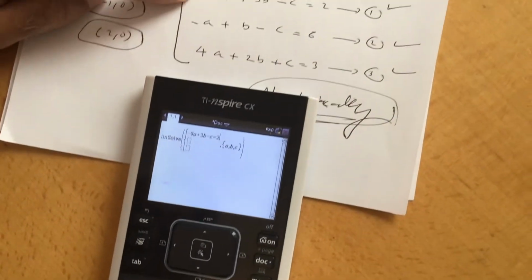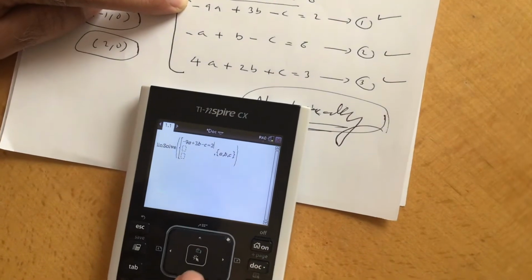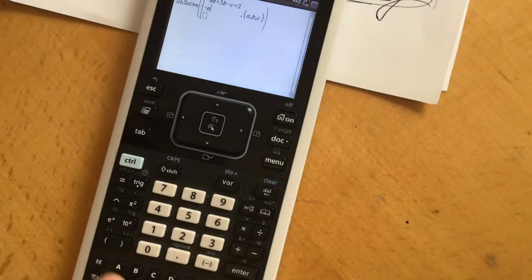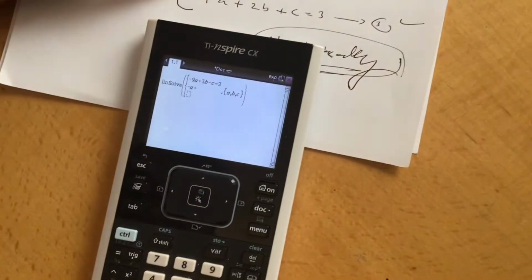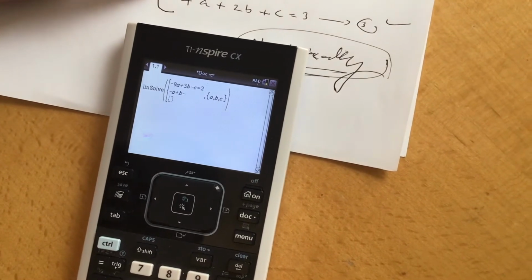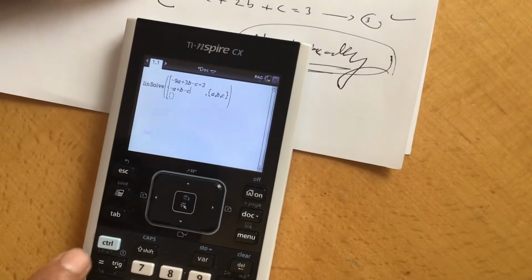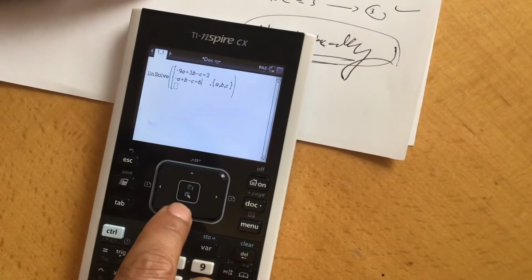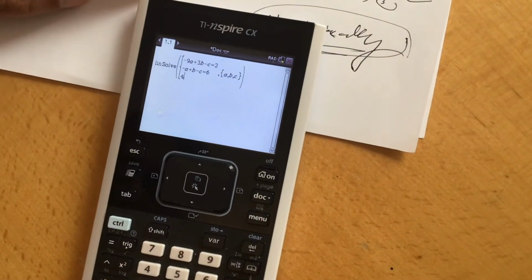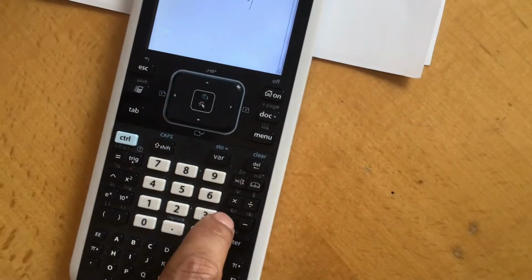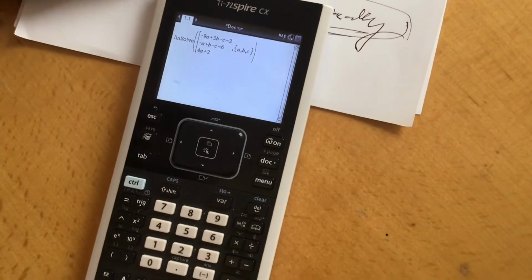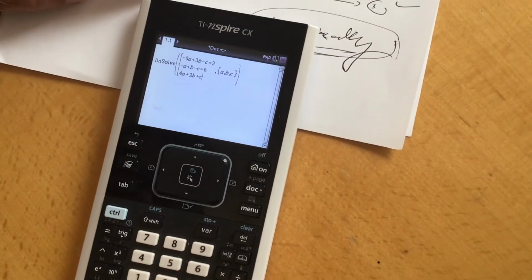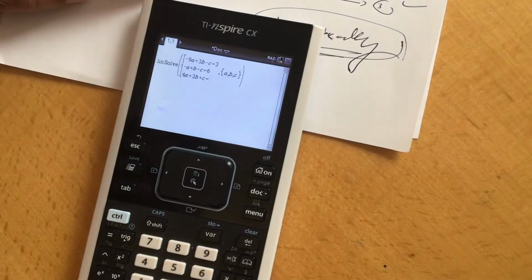Equal to 2, and then you go down to the second equation. The negative sign is the bracketed one: negative a, then you have plus b minus c, which is equal to 6. Then I go down to the third equation, which is 4a plus 2b, and then you have plus c is equal to 3.